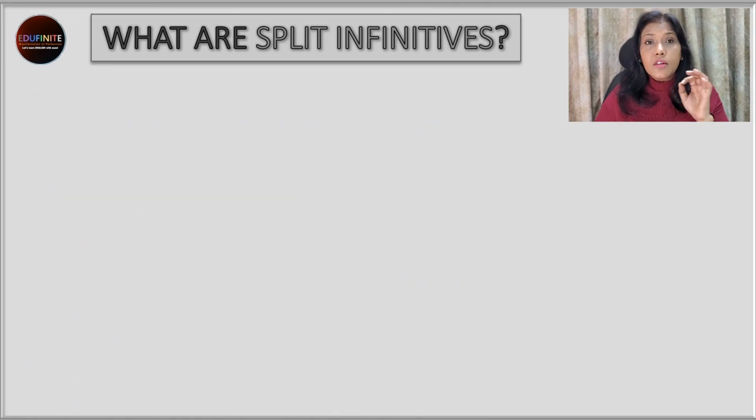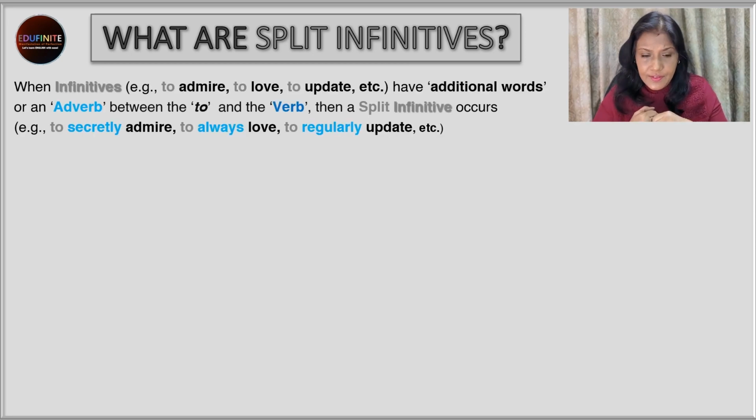Well, the next. What are split infinitives? Now, infinitives, for example, to admire, to love, to update, etc. As I've said, to plus the base form of the verb, those are the infinitives. Split infinitives have additional words or an adverb between the to and the verb. So, between to and admire, if we insert some words or maybe an adverb, in that case, a split infinitive occurs. That makes it a split infinitive. For example, we had to admire. Now, if we say to secretly admire, we're inserting an adverb in between to and admire. So, that becomes a split infinitive.